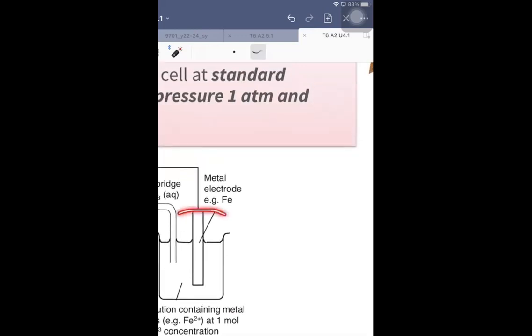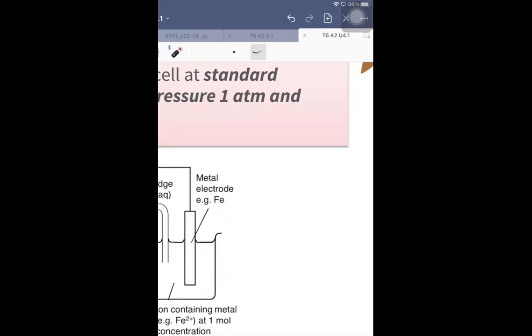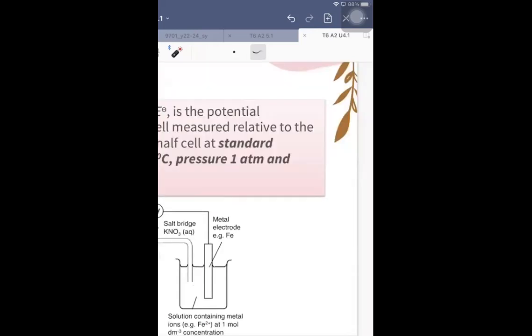And then the other half cell will depend on what system you are looking at. Here is the Fe2+ and Fe system. You can also look at a half cell that contains the same type of element but in two different oxidation states, like Fe2+ and Fe3+. You can have that as well. And if you want to measure the voltage for the equilibrium of the Fe2+ and Fe3+ system, then you need to connect it to a standard hydrogen electrode.